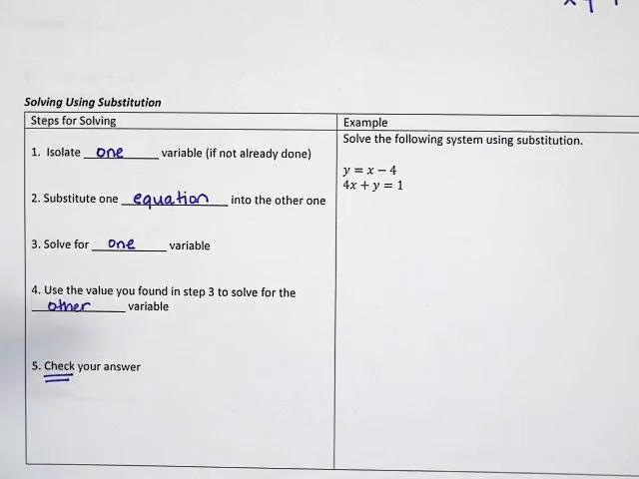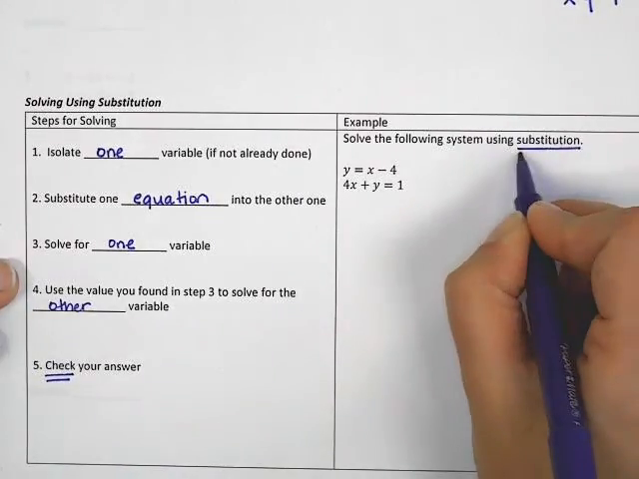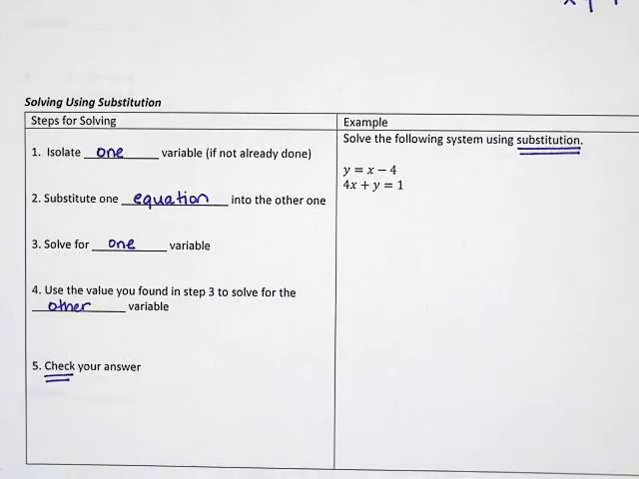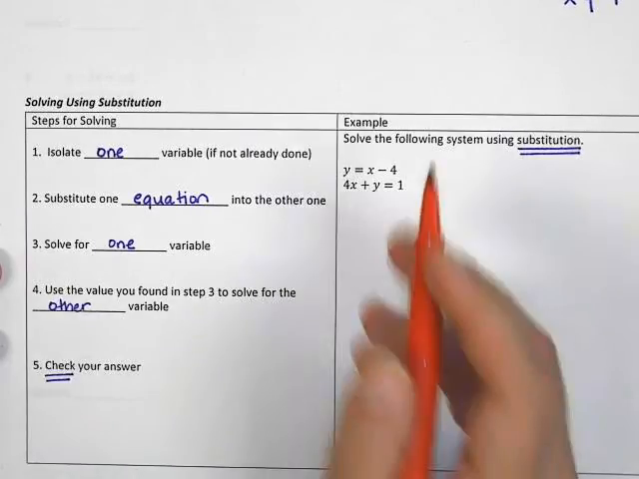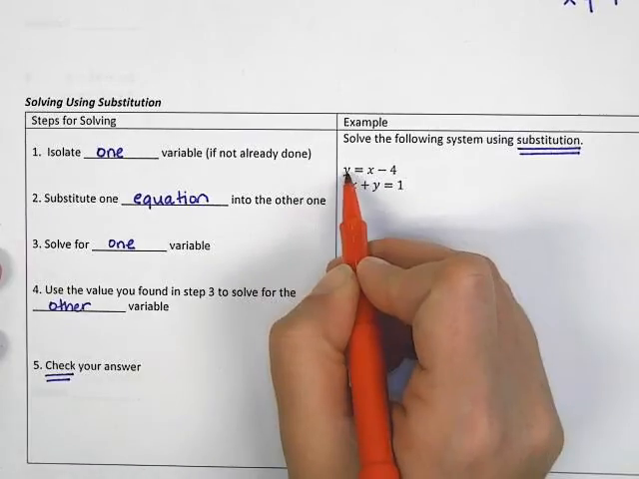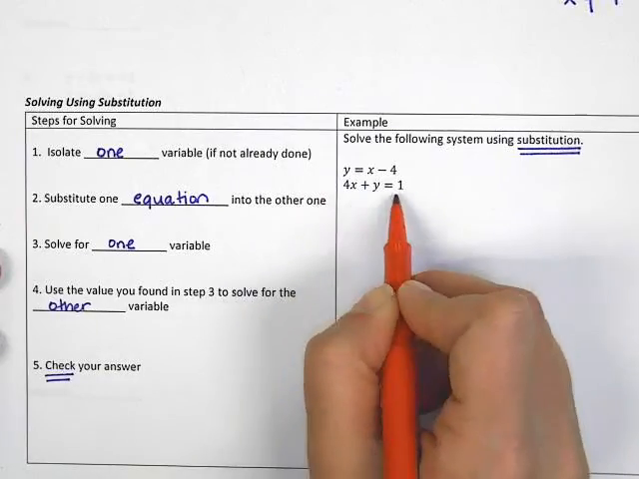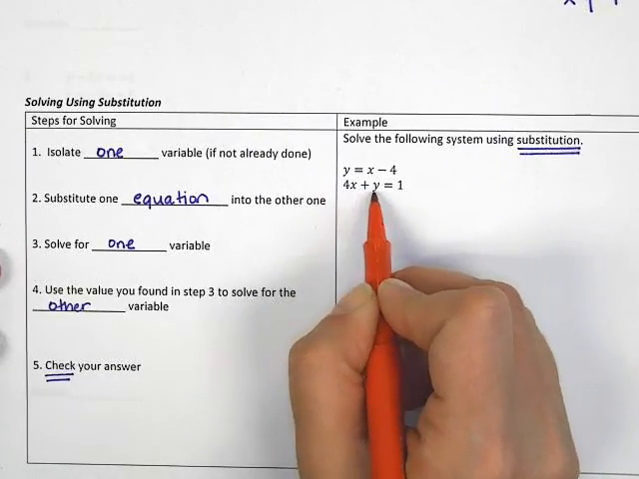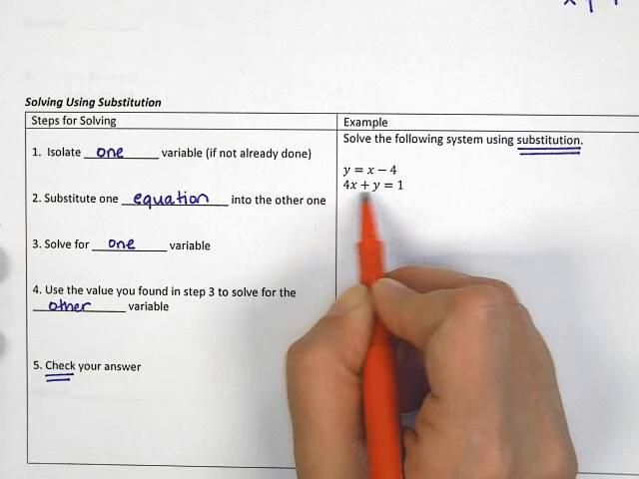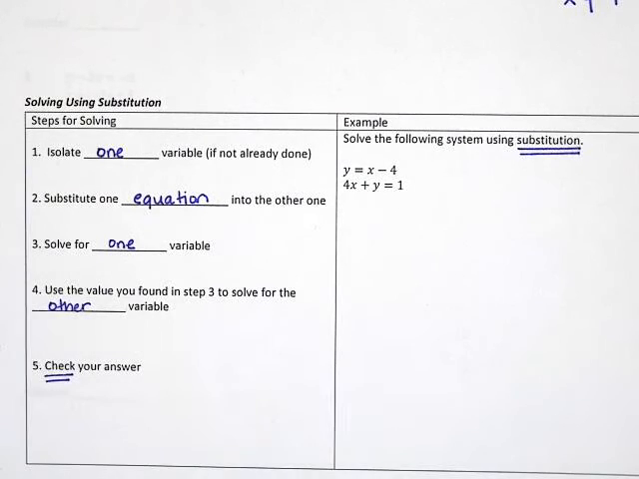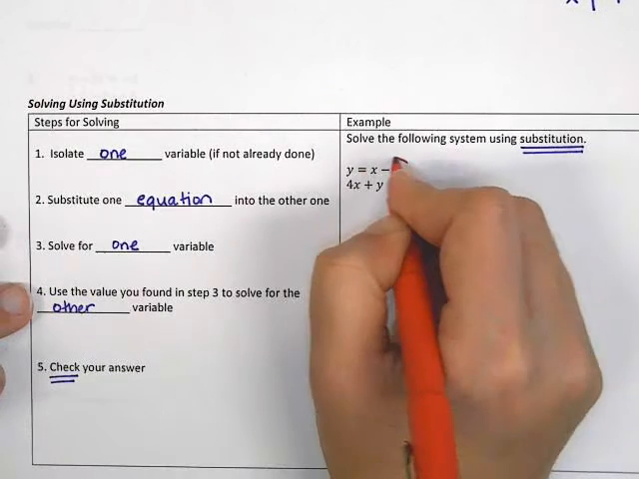So, solve the following system using substitution. That is your clue that you're going to want to plug something in to get rid of a variable. So let's take a look. Before you start, you should look at both equations. I notice that in these equations, the y is already isolated in the first equation. The y is by itself. Now in the second equation, the 4x and the y are both together on the left side of the equation, so they're not alone.